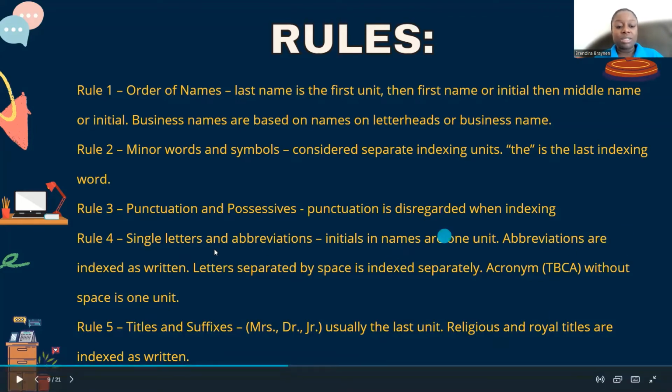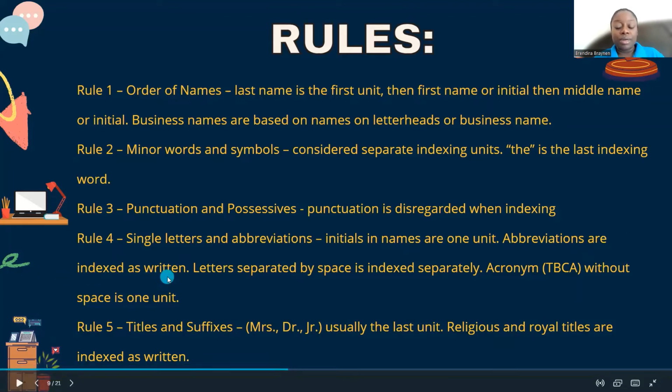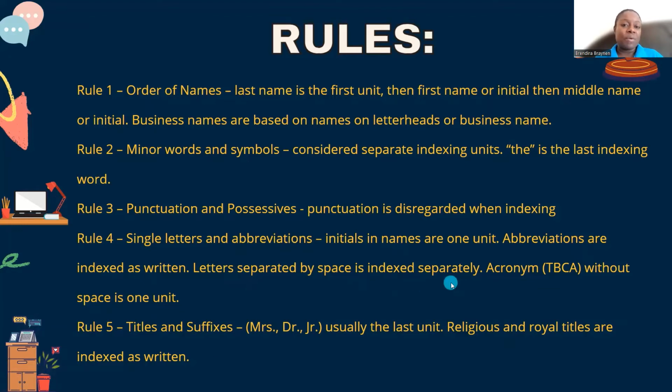Any abbreviations are normally indexed as written. So if a company name has abbreviations in it, we leave it just as it is. Letters separated by spaces are indexed separately. So if I have T space B space C space A in a company name, those are going to be 4 different units, not one. But if they don't have any space in between, it's going to be 1 unit.